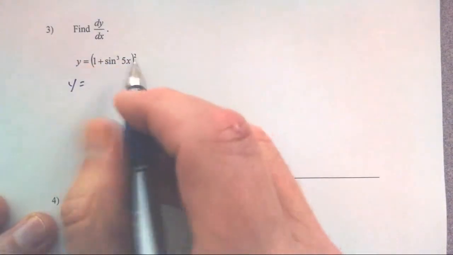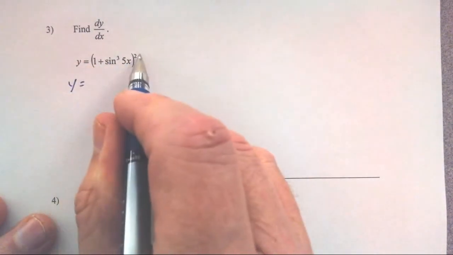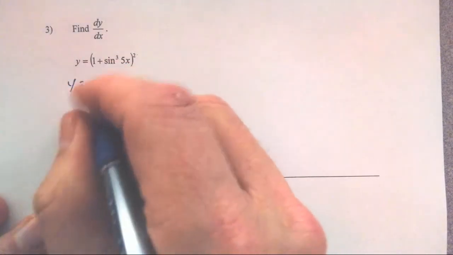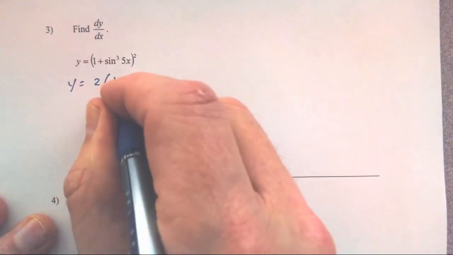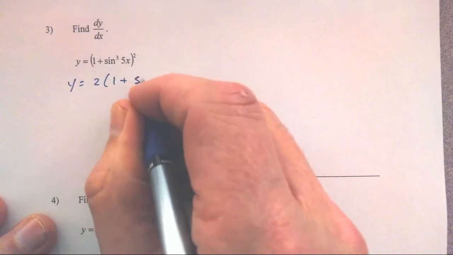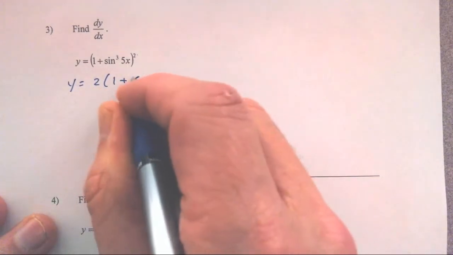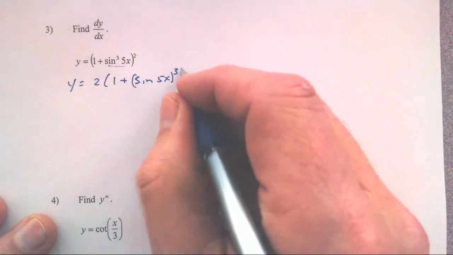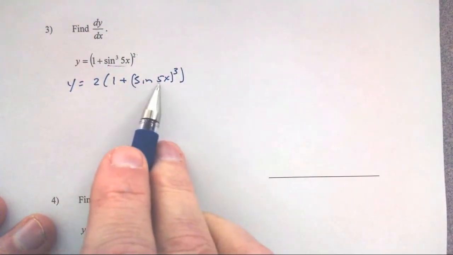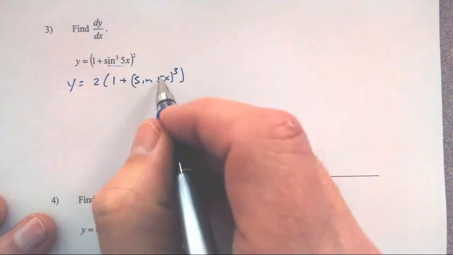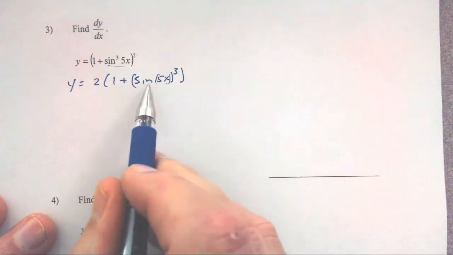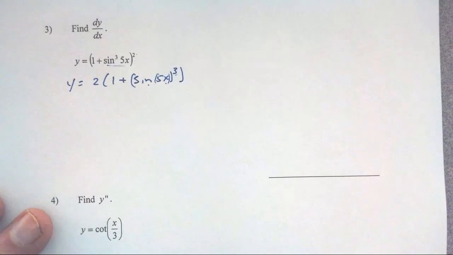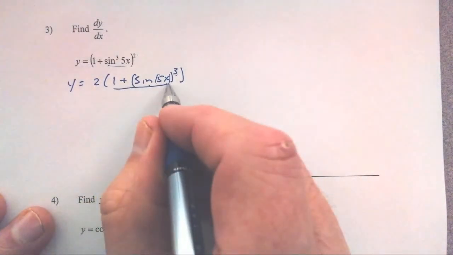Y prime equals, outside function is 1 something to the second, so 2 times 1, the something stays the same. I'm going to write this as sine of 5x cubed rather than in this form, and the reason is it really helps me see the chain rule that's going on here. I've got a 5x inside of a sine inside of a cube, so we got some definite chain rule stuff left to do when we take the derivative of the baby.